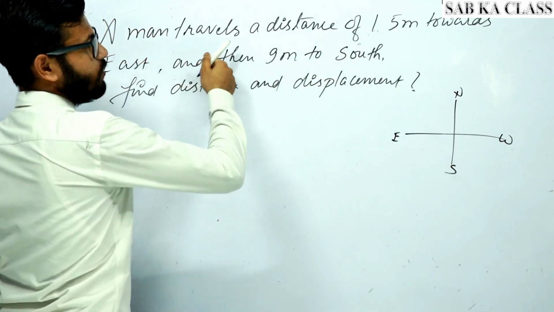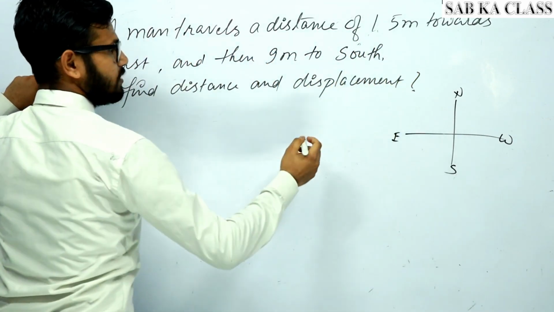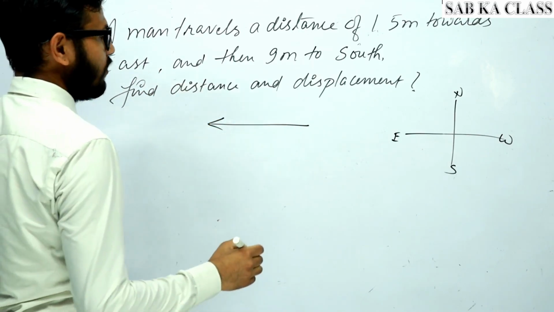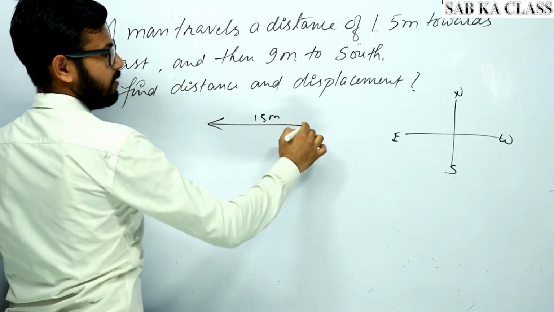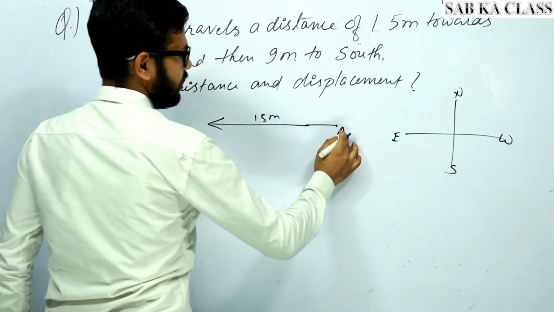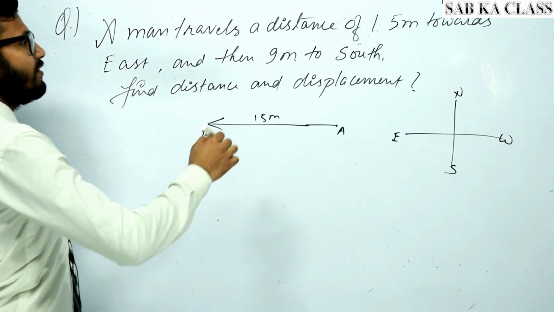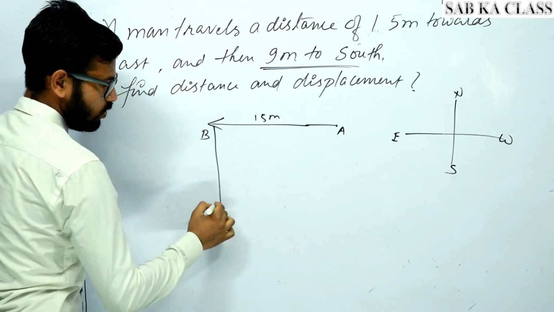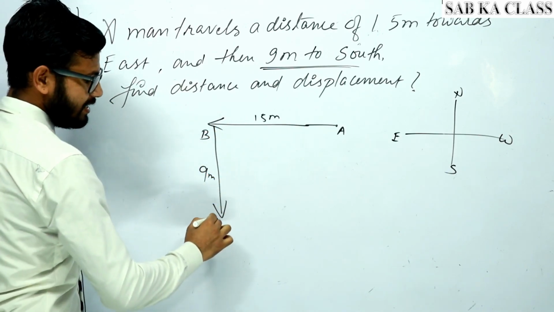According to the question, firstly it travels 15 meter toward east. This is east. Suppose this is point A, where he started. A to B, it travels 15 meter. And then it travels 9 meter toward south. Where did it go? 9 meter towards south. Clear, my dear? So now finally he reached here.